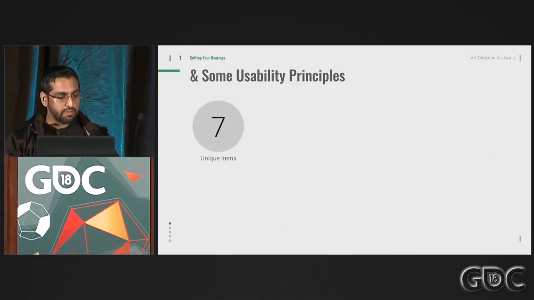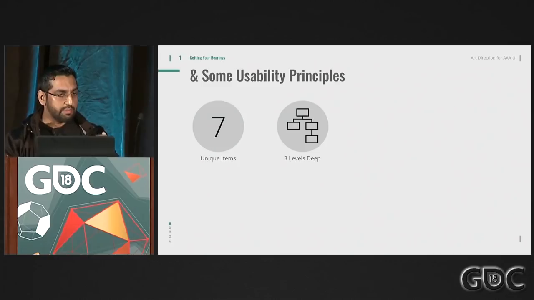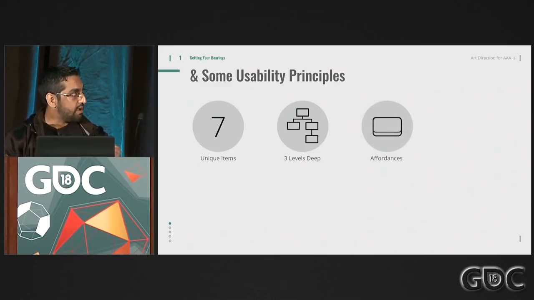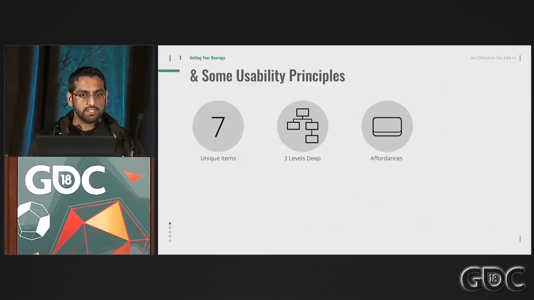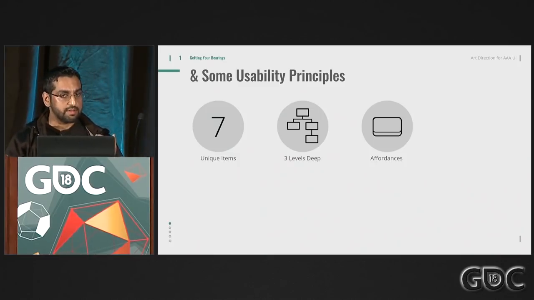There's also some usability principles which we need to look at. Whenever you're designing any kind of screen, you don't want to have more than 7 items that are unique on one screen because it will just get overloading for the user. You don't want your menus to be more than 3 levels deep. Affordances are things like buttons, sliders, checkboxes. You want those to look and function like how people expect.